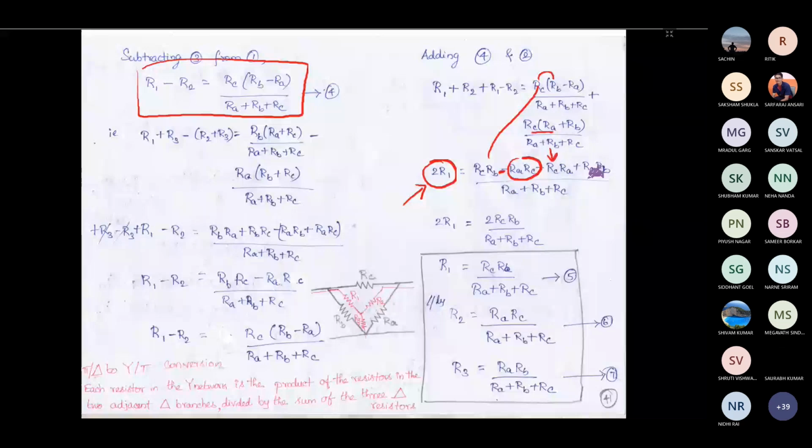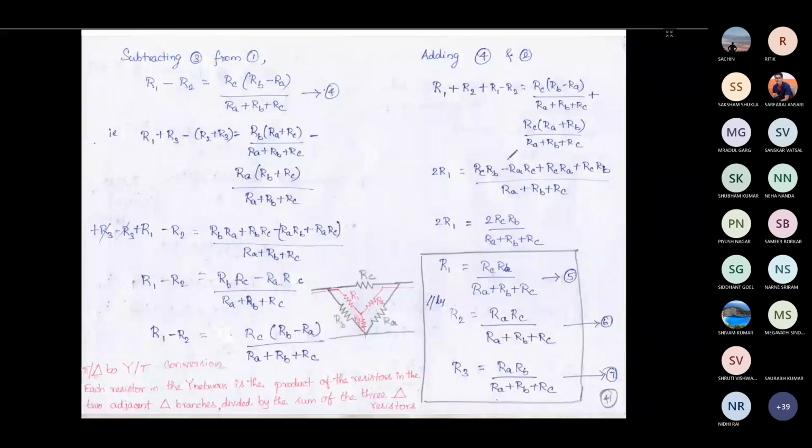Now if you see here, you have one negative RARC and one positive RARC, so these two will get cancelled. The remaining equation will be like this. Now we have RCRB plus RCRB, both are the same, so I get 2 RCRB. Then the 2 on both sides can cancel each other. So now I have R1 equal to RC into RB divided by RA plus RB plus RC.